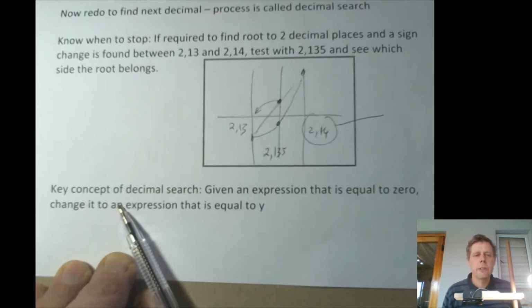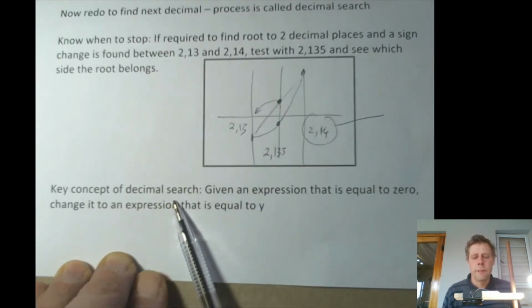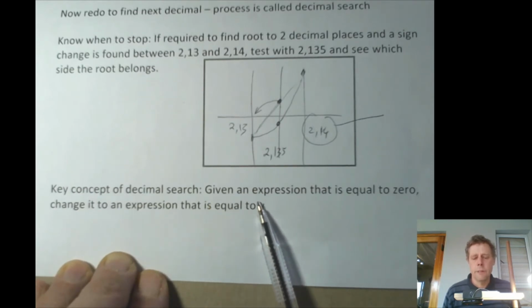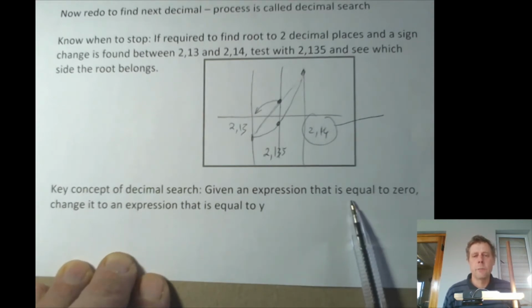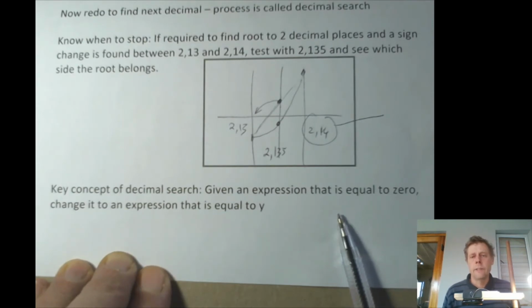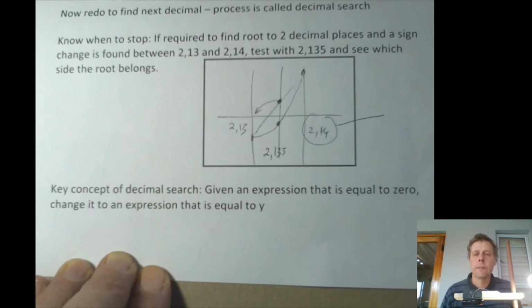A key concept of the decimal search method is that you'll be given an expression that's equal to 0. You've been asked to find the roots of an equation. But in order to try different values, you need to set that expression equal to y. So then you try different values of x, and see what we get. And we narrow down y until it's as close to 0 as needed to give us the accuracy we're looking for. So always remember, if the equation is equal to 0, you need to introduce a y.